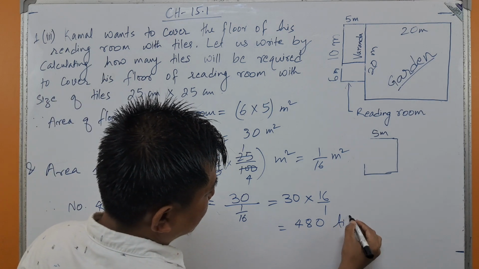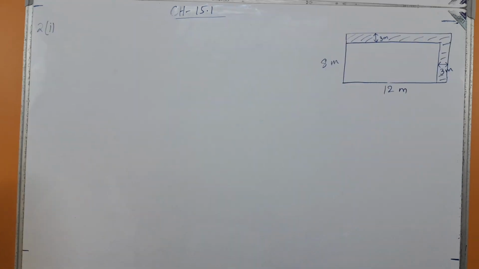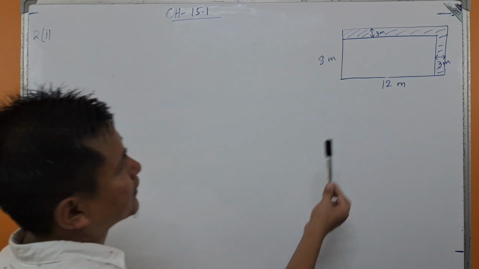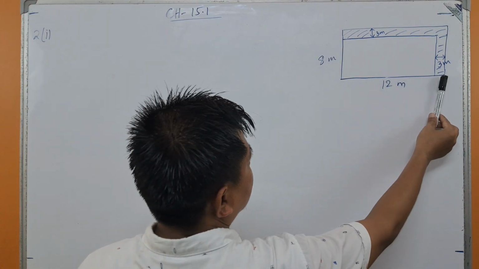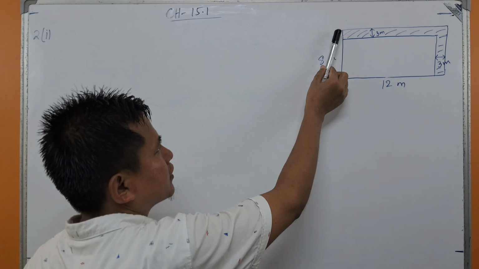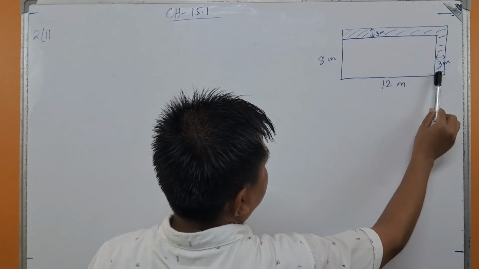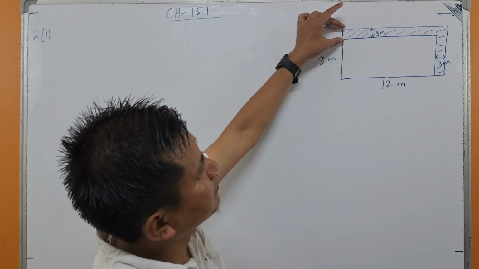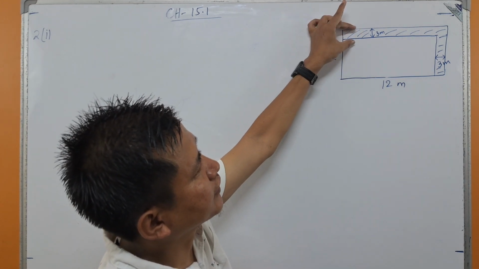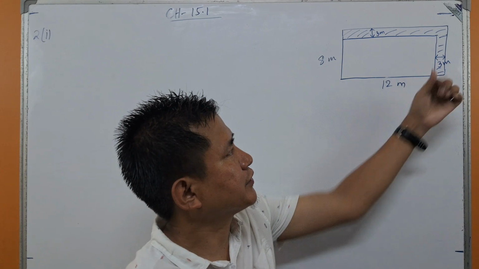Okay, so tiles. Question number 1 of 2. We have a rectangle here. Length of this rectangle is 12 meter and breadth is 8 meter. We are asked to find the area of this colored part. Okay, and the width of the colored part is 3 meters.